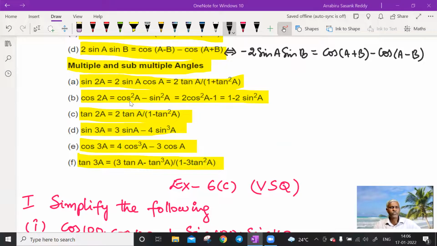So for cos 2A, cos square A minus sin square A. If you convert it into only cos, you will get 2 cos square A minus 1. If you convert it only in terms of sin, you will get 1 minus 2 sin square A. That is, by converting cos square into 1 minus sin square A, you will get this one, or sin square into 1 minus cos square A, you will get this.